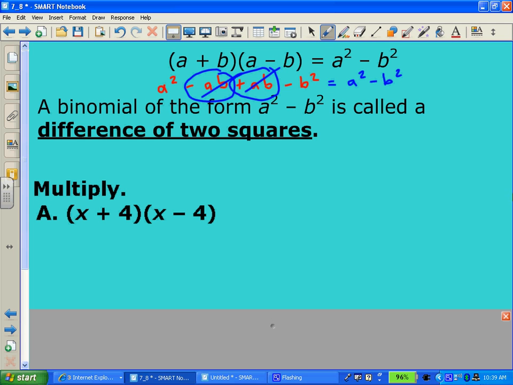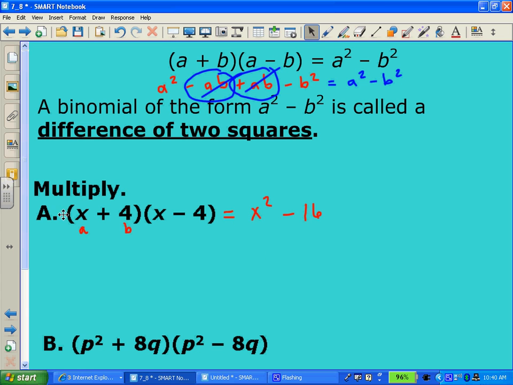So the way that we can use this shortcut is when I see something like this, where I have the exact same binomial, just a plus and a minus that are different, instead of having to do the entire FOIL process, I can say, yep, that's going to be the difference of two squares. So I can take a, which is x, and b, which is 4, and a squared is x squared, and 4 squared is 16. I know my answer is going to be x squared minus 16.